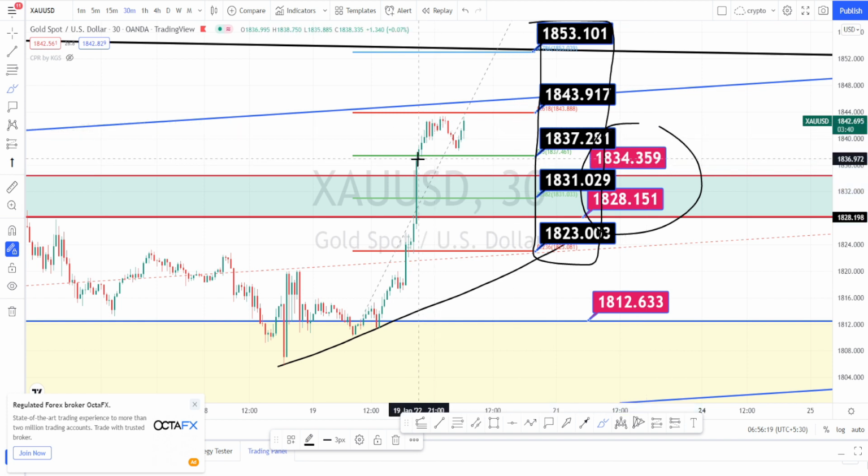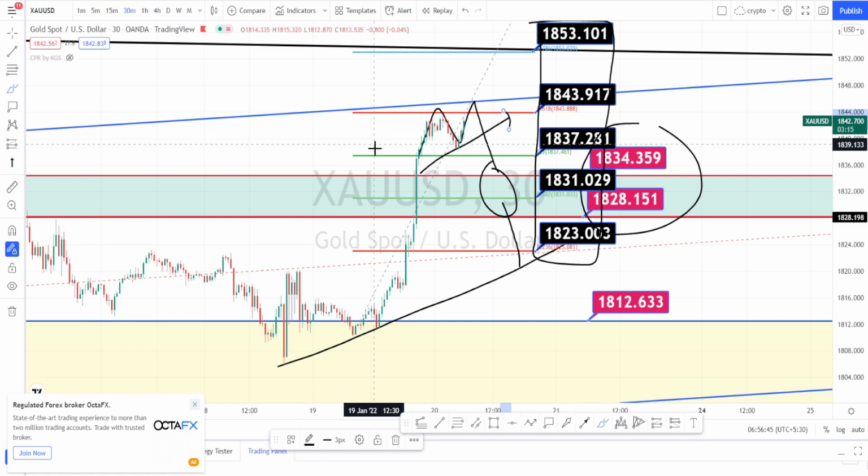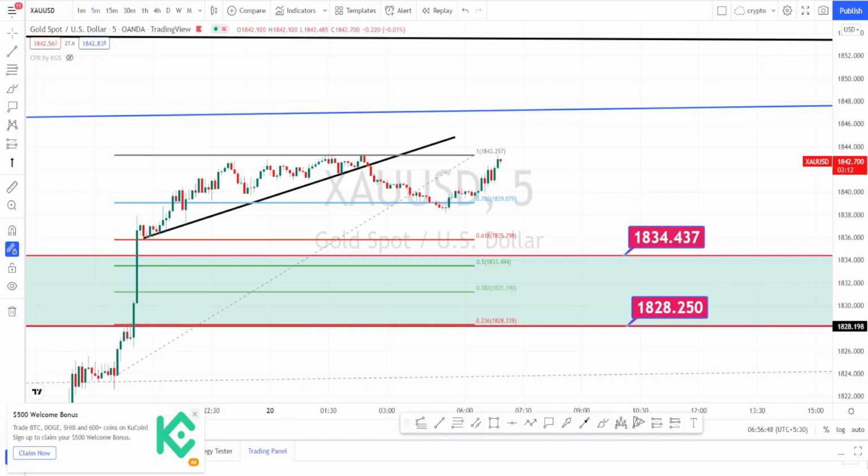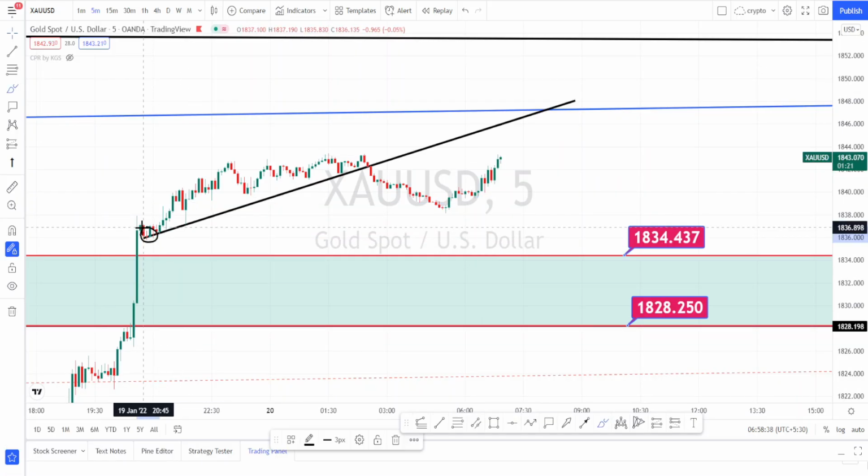Currently we can notice that the price action is trying to form a double top pattern. Soon we can expect the trend reversal to happen, but it has to break this support area to actually continue with bearish trend. Let us do the analysis in 5 minutes time frame. I am in 5 minutes time frame now.